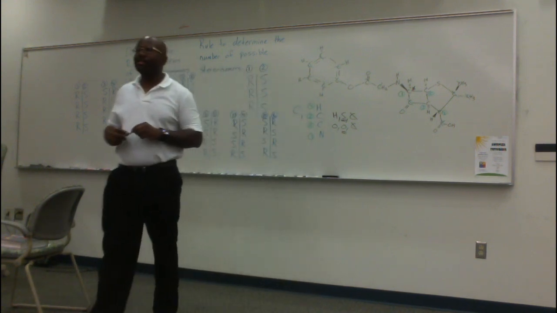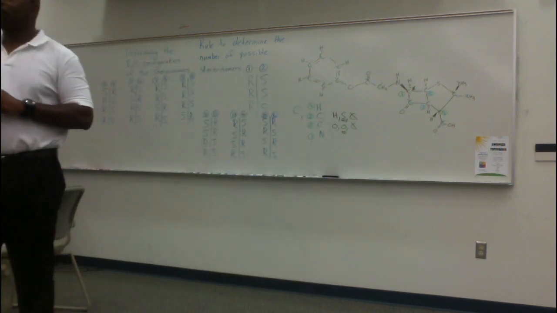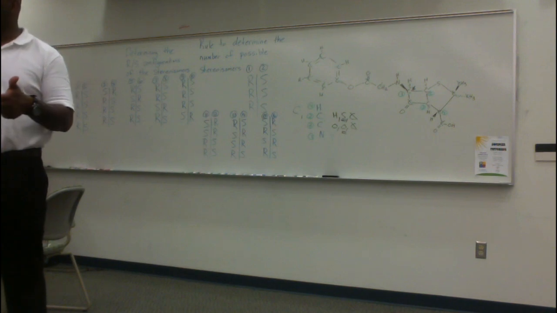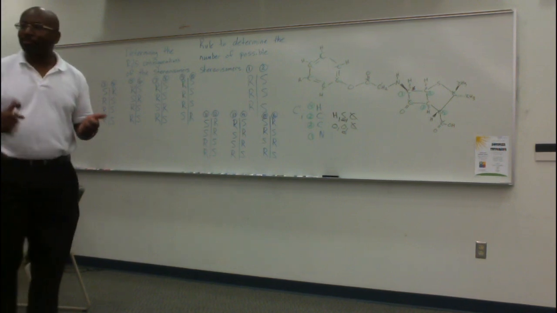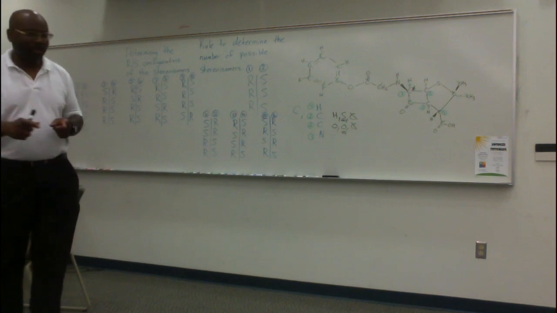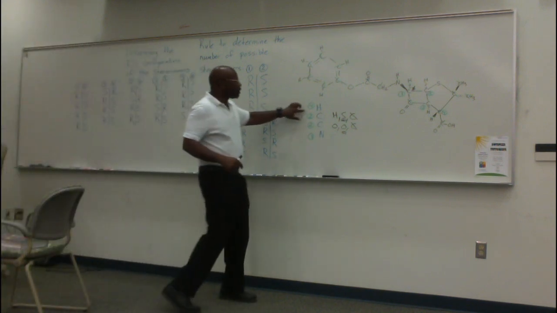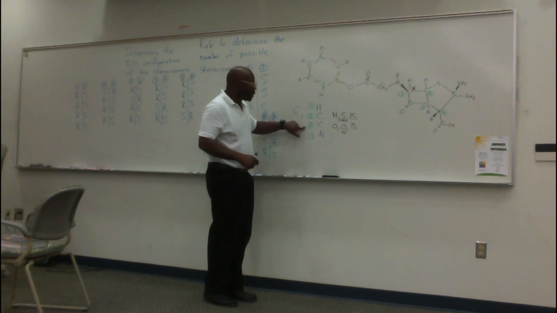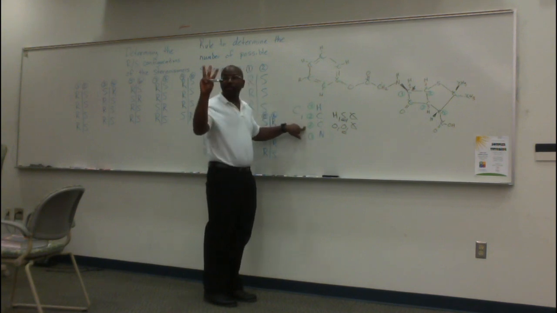Which one has the highest atomic number? Sulfur versus oxygen, S versus O. Which one is it? The highest atomic number is sulfur. Sulfur becomes group number 2. The other carbon atom becomes carbon number 3.